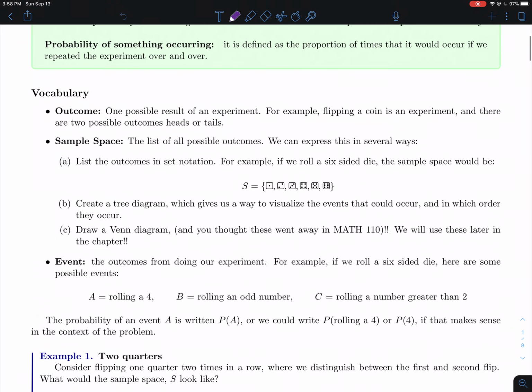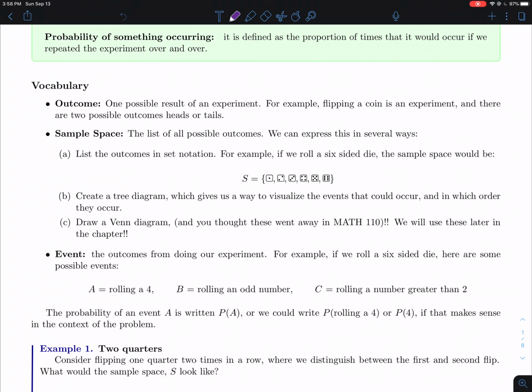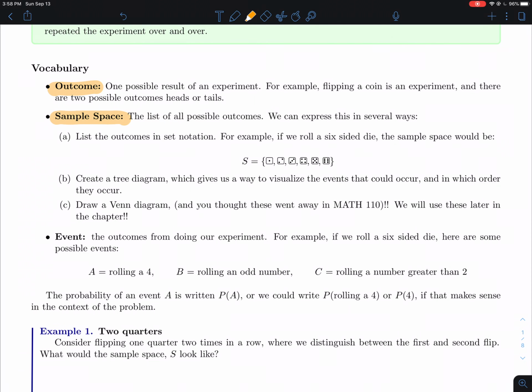Some of the things that we need to know for this are an outcome. An outcome is one possible result of an experiment. For example, if our experiment was flipping a coin, then there are only two possible outcomes. It could either be heads or it could be tails. The sample space is the list of all possible outcomes that can occur. In the coin flip, since there were only two possibilities, heads or tails, we would write that in set notation as S equals, curly brace H comma T.